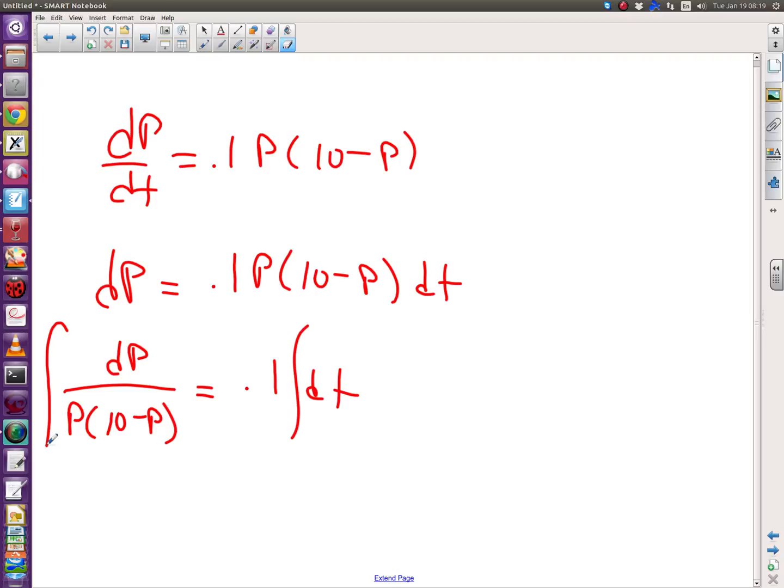By parts? No, not by parts. That's product. What do you mean? The other one. Not by parts. By parts is the product rule. The partial fractions rule. Yes, this is partial fractions. This is where partial fractions comes up all over the place.